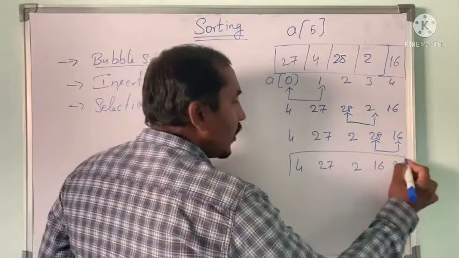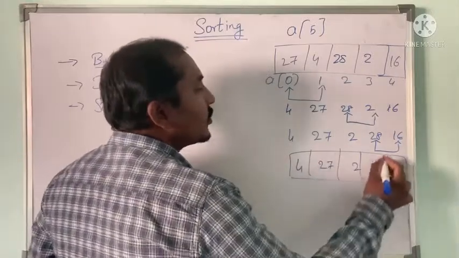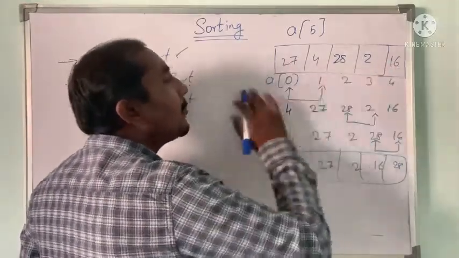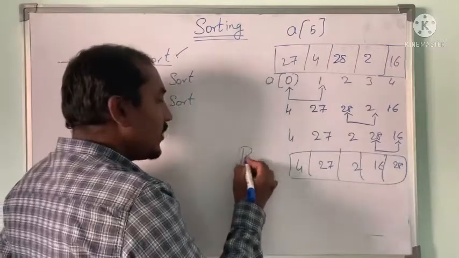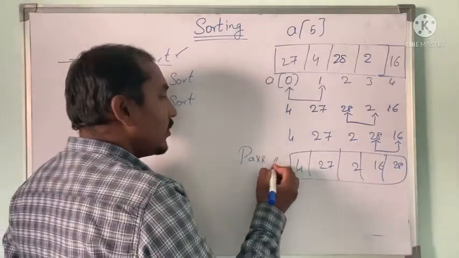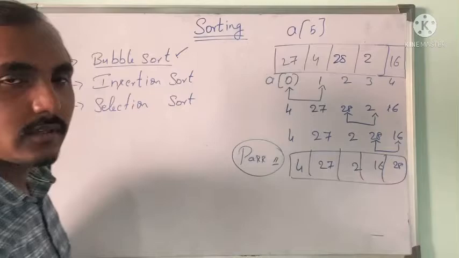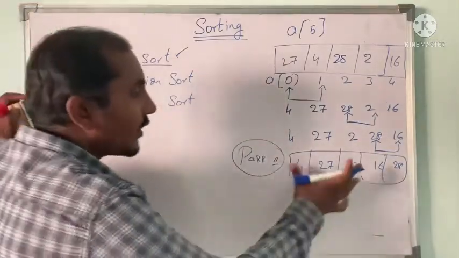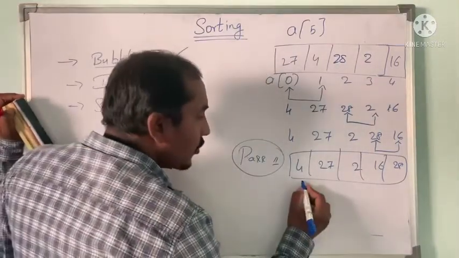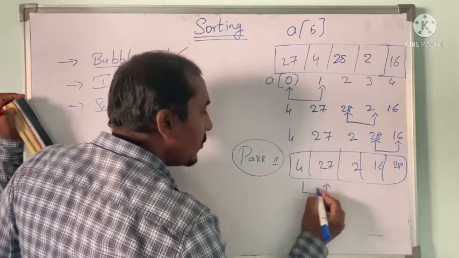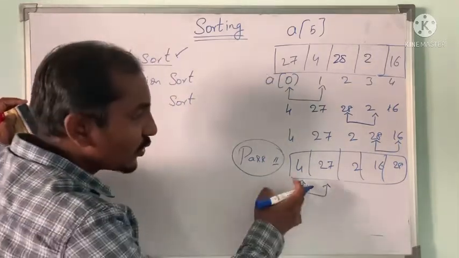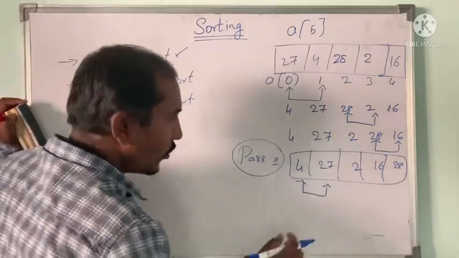So now if you observe, we started from the first position and compared till the last. This will be the answer of pass 1, that is the first pass. Now the second pass will start from here. In the second pass, we are going to start from the first again. We compare the first two elements. Is 4 greater than 27? No, we are not going to swap.